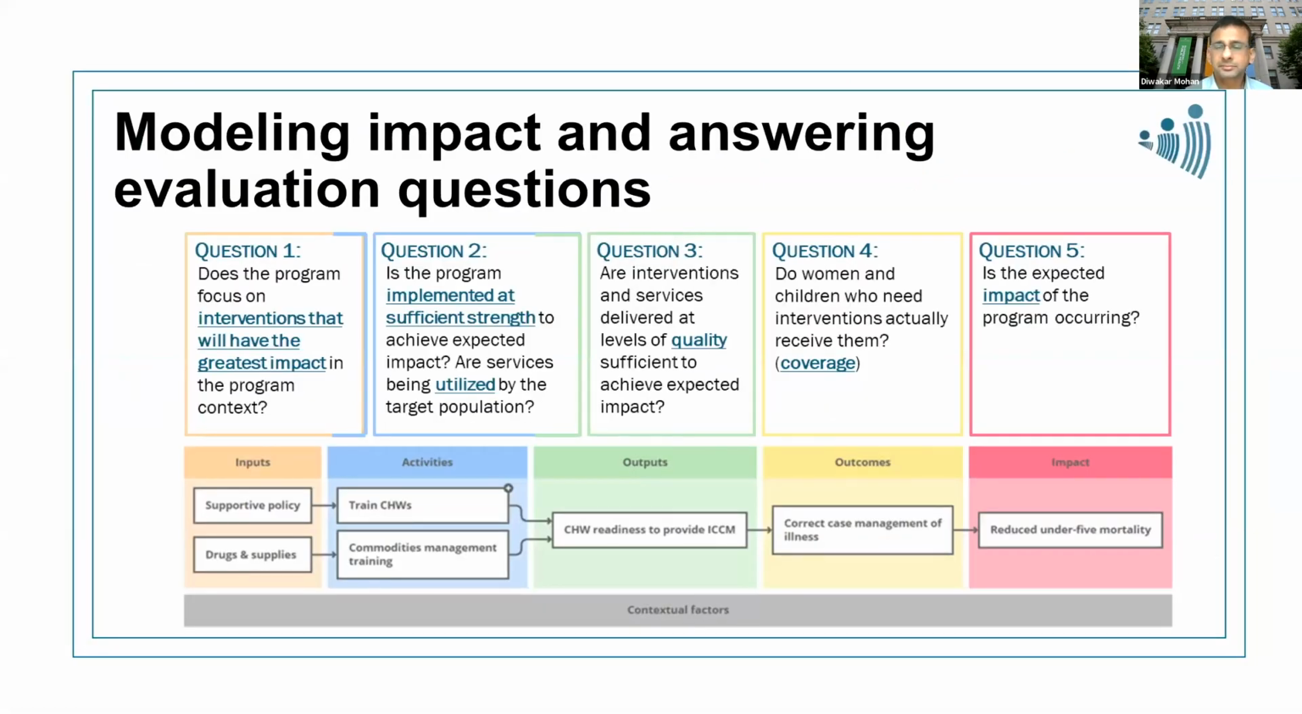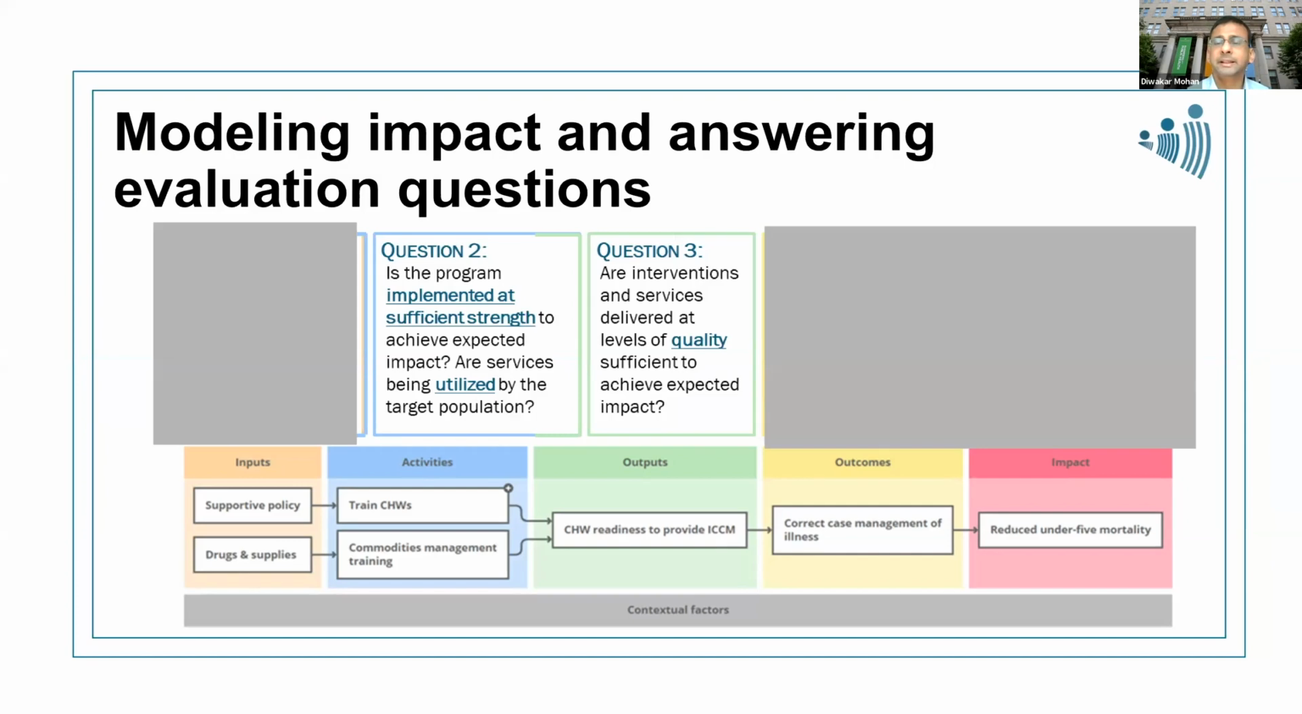And again, we want to frame it in the context of our impact model. Basically, we are focusing on question number 2. Is the program being implemented at sufficient strength to achieve the expected services? And are the services being utilized by the target population? And the third question, which is, are they being delivered at a high enough quality to achieve the impact that we set out to achieve? Next slide, please.